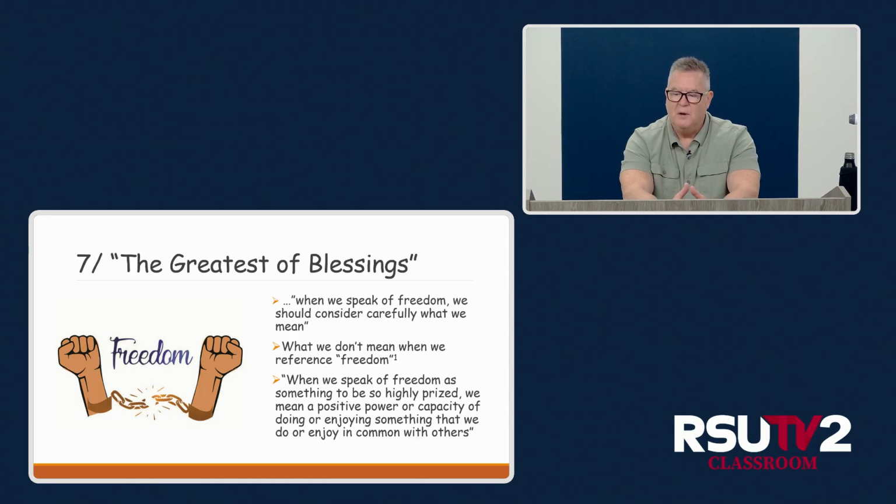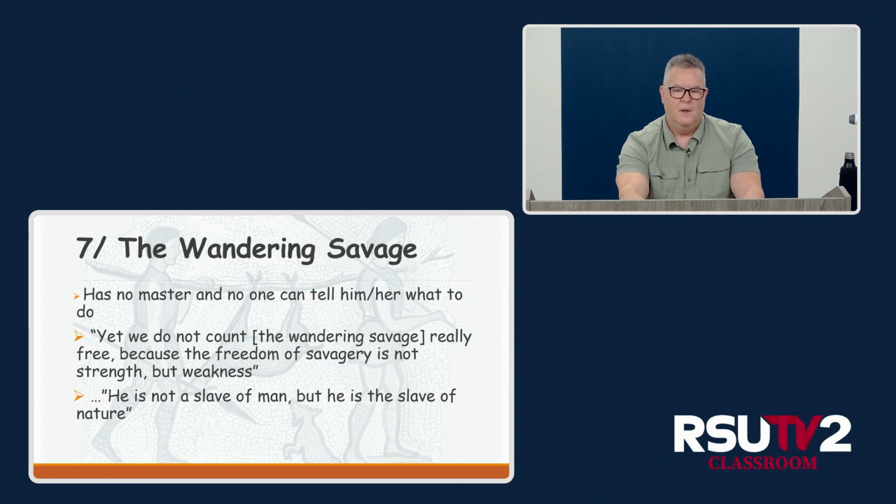So for Green, when we speak of freedom as something to be so highly prized, we mean a positive power or capacity of doing or enjoying something that we do or enjoy in common with others. He draws the contrast between the wandering savage, who has no master, has no real agenda, simply wanders the earth, feeding himself however he may. The wandering savage, and again, this is how people in the 19th century talked, has no master and no one can tell him or her what to do. Yet we do not count the wandering savage as really free, because the freedom of savagery is not strength but weakness. It is a parlous freedom because it is literally hand to mouth.